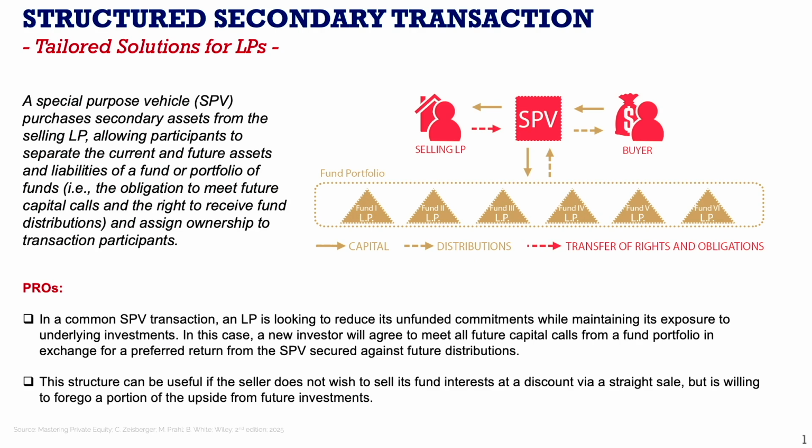Now, in this case, the structure can be useful if the seller does not wish to sell all its fund interest at a discount. As we saw in part 1, pricing in secondaries on average is usually happening at around 14% discount to NAV. So this can be an interesting structure to give a selling LP liquidity, offer them a tailored solution by still retaining some of the upside.